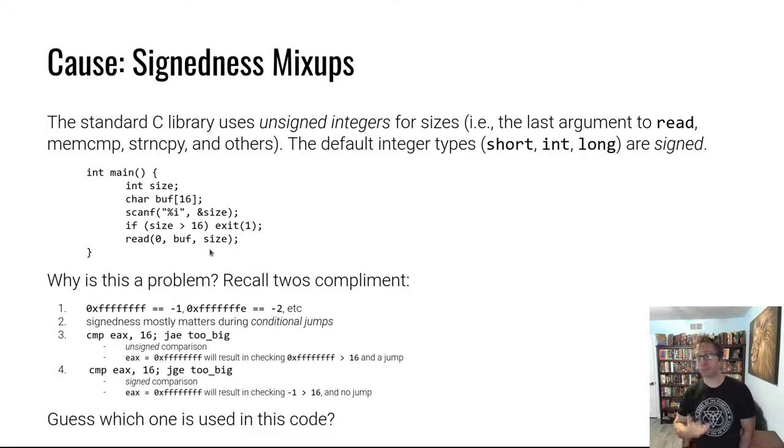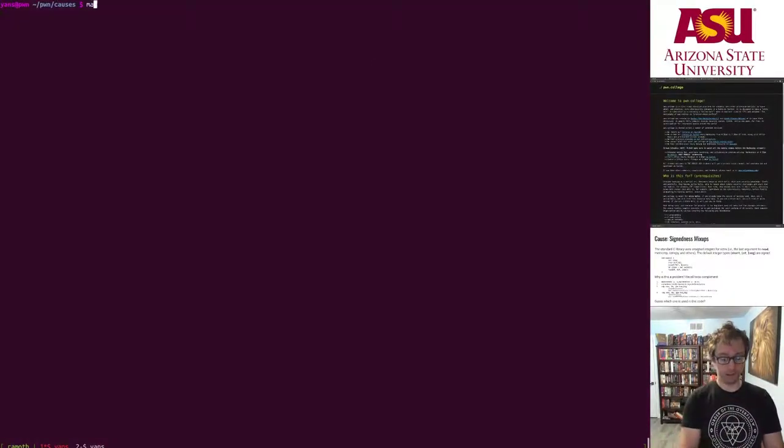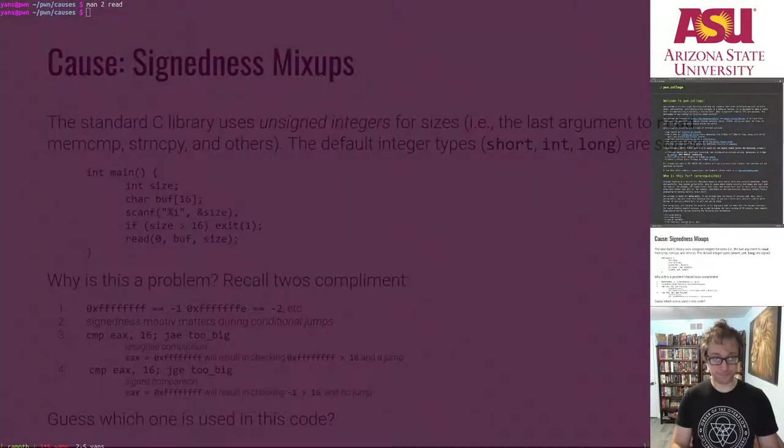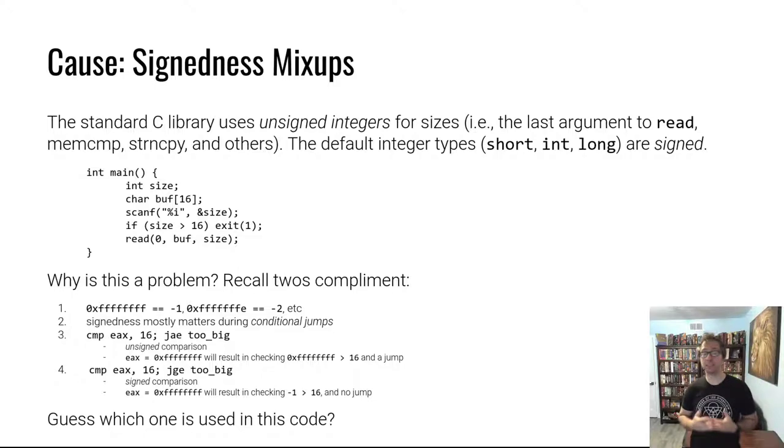Well, this is wrong for a very subtle reason. The subtle reason is that the standard C library uses unsigned integers to specify size. So the size arguments of read, memcmp, strncmp, and a lot of others are specified as a pseudotype called, if we look up the man page, size_t. size_t is an unsigned integer. But the default integer types, short, int, long, etc., are signed. And this causes problems. Why does it cause problems?